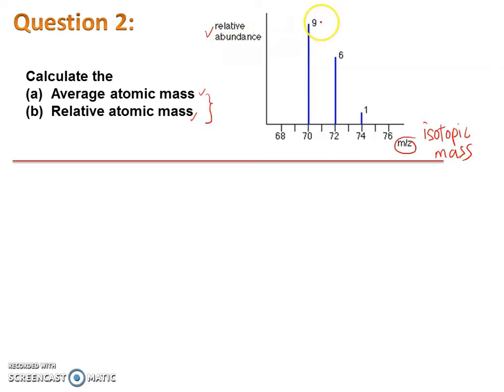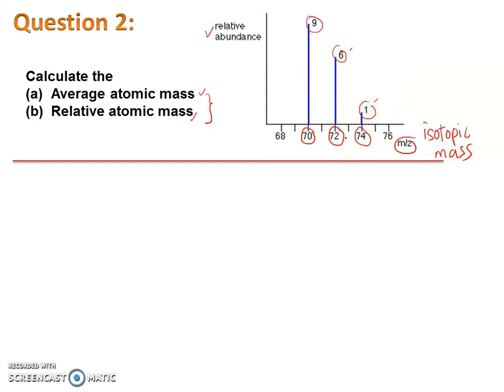Since this question is 9, 6, 1, it refers to ratio. It means that for isotopic mass 70, the abundance is 9. Isotopic mass 72, the abundance is 6. And isotopic mass 74, the abundance is 1. So this is how we interpret the mass spectrum.